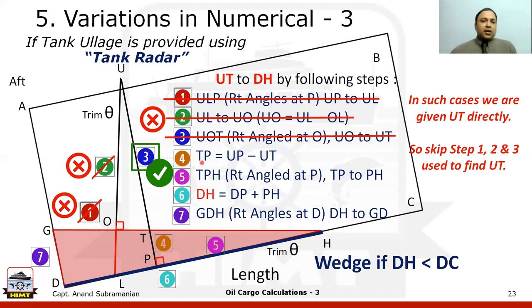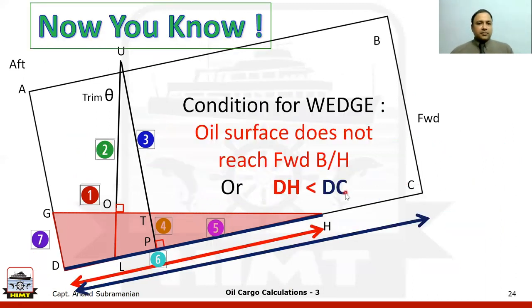So depending on what kind of measurement we use for finding out the remnants of the oil, our calculation steps will be truncated, or if the observed sounding is given, then it is all the way from 1 to 7. So if the tank ullage from the tank radar is given, then we proceed as usual from step number 4 and go on with the calculations.